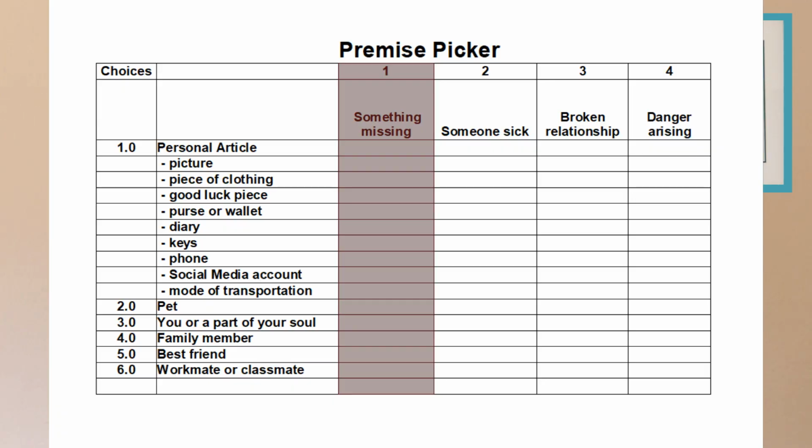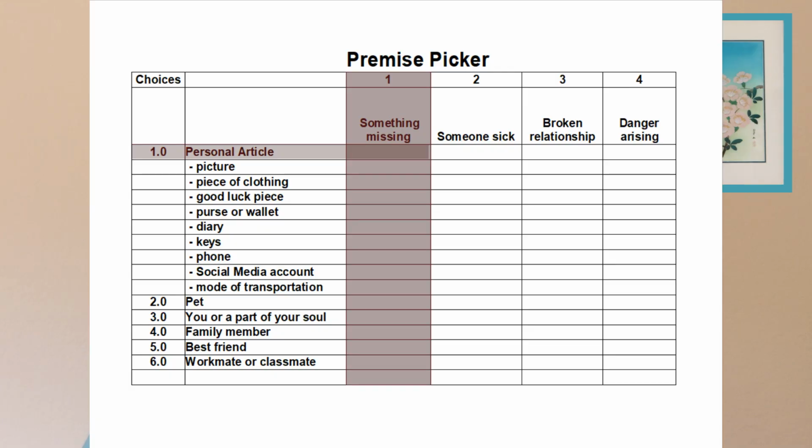And I came up with a 1. And what that means is you pick the first column, vertical column, on that chart. And that came out to be something is missing. Now, we need to pick something from the horizontal rows. Threw the dice again, came up with another 1. And that meant a personal article is what was missing.